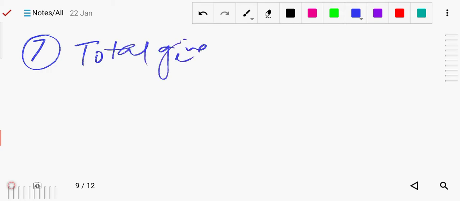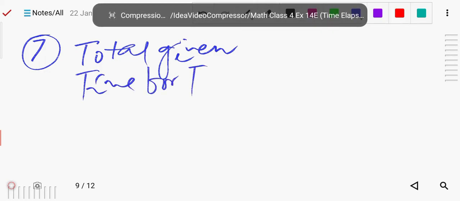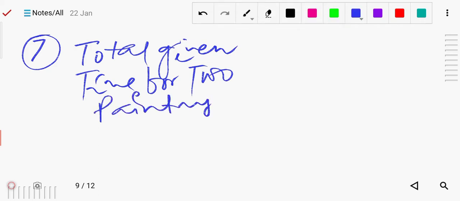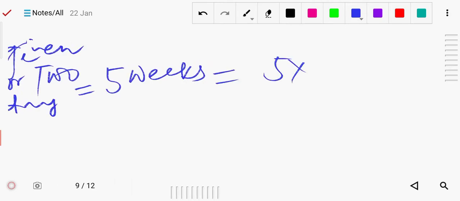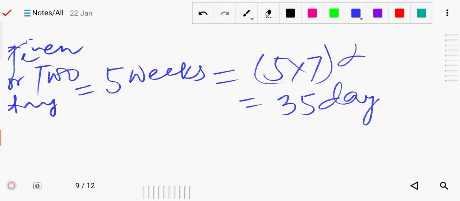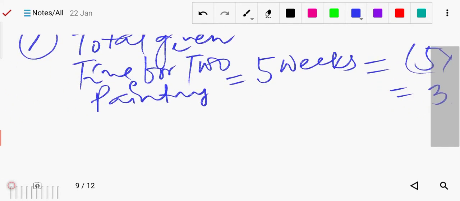So first of all, you just see the total given time for 2 paintings. You can write it is 5 weeks. How much time is given? 5 weeks. So 5 weeks means how many days? 5 into 7, so that is your 35 days. So this much time is given for both paintings. Okay, 35. Now next, the first painting.